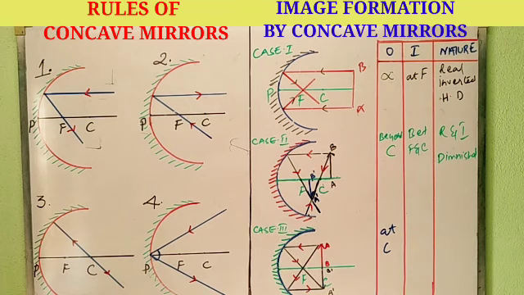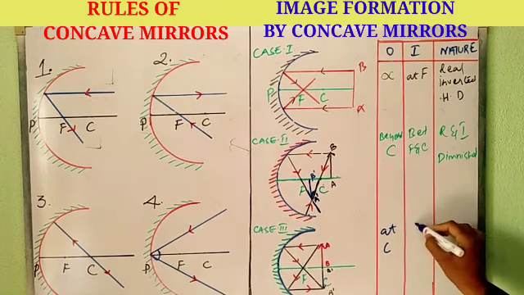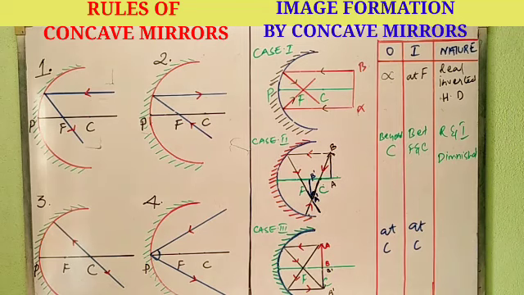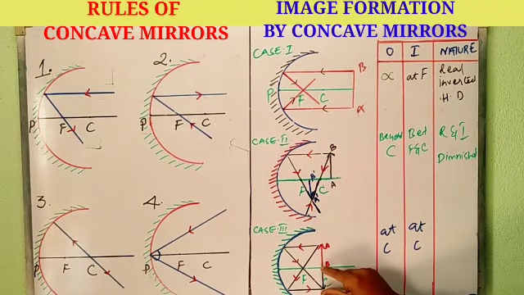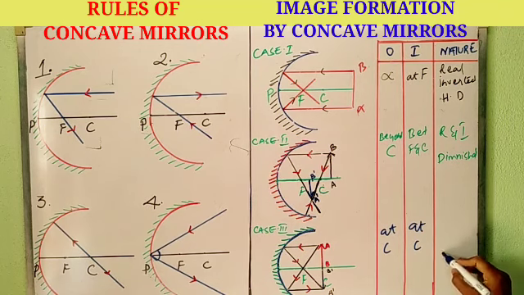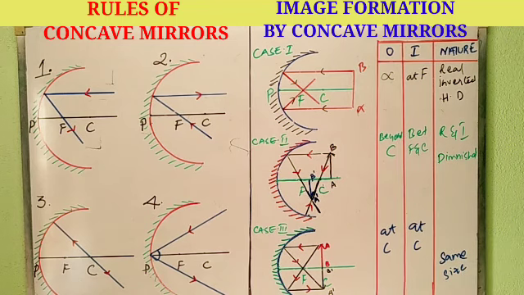So where is the image formed? Image is also formed at C. When the image is also formed at C, what is the size of the image? You can see both are of the same size. So what is the image formed? The image formed is of same size.